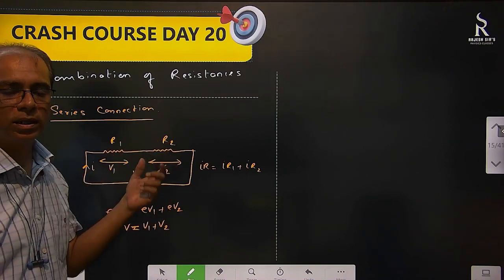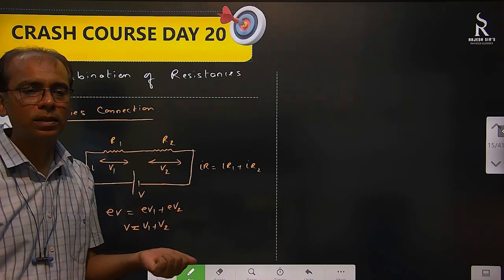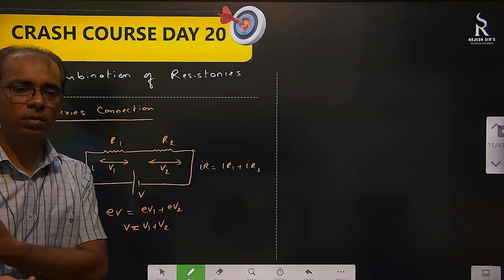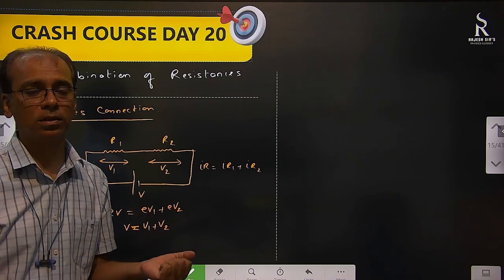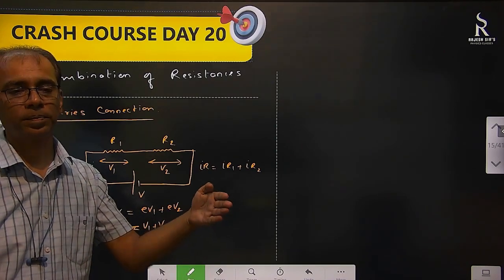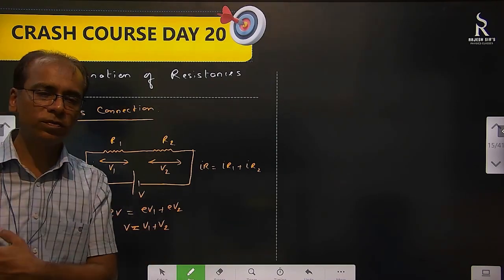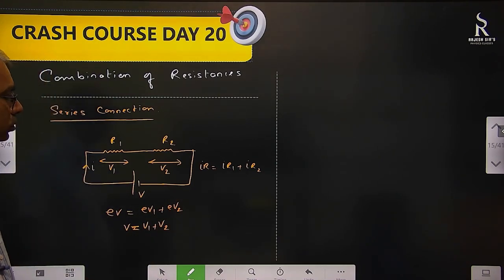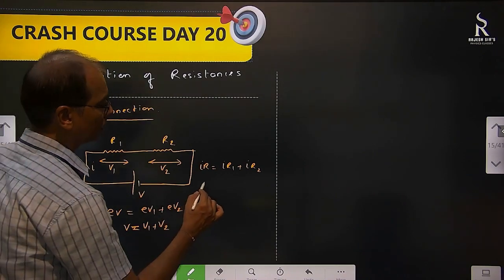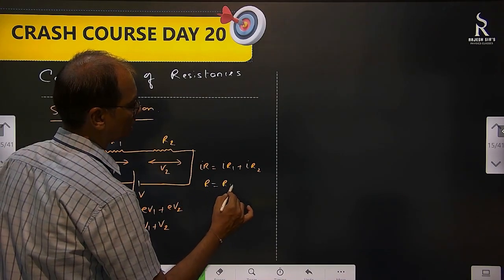Because we can consider that two wires are connected together, the same current will pass. Just like two pipes are connected in series, whatever the flow of water through this one, the same will be the flow of water through this one. So current is the same. So what we got here: R equal to R1 plus R2. This is what we do in series.